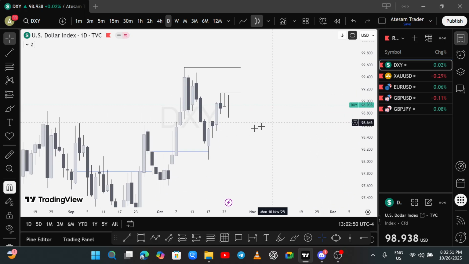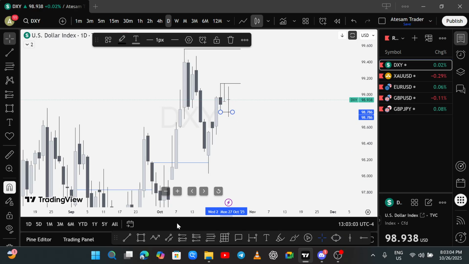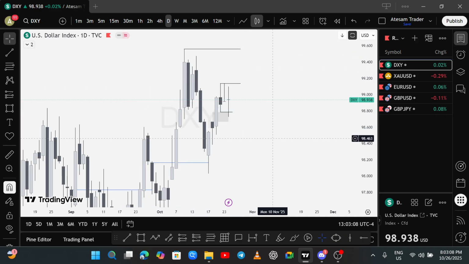Okay, so what we did: Friday took this range low. If you see, this is a single candle, this candle is inside this candle. That means this is an inside bar. We took the range low. Now we can target range highs. Also, we respected this fair value gap on the daily.